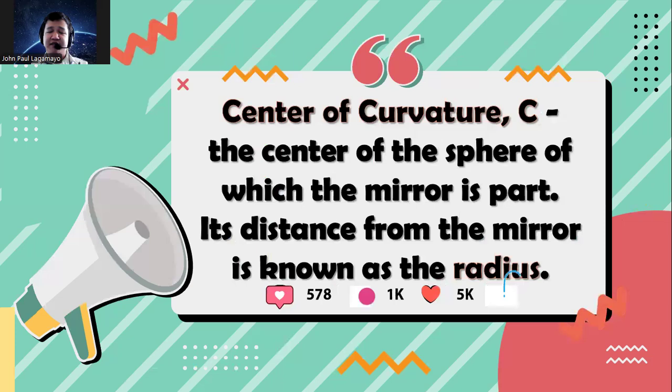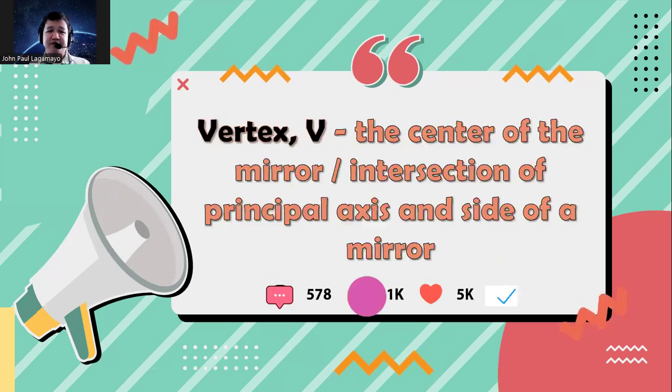Once you speak about the center of curvature, this is commonly represented by the letter C. We call this the center of the sphere of which the mirror is part. Its distance from the mirror is known as the radius. Right? So this is the center portion of a sphere, going to one particular side of a mirror or of a circle.